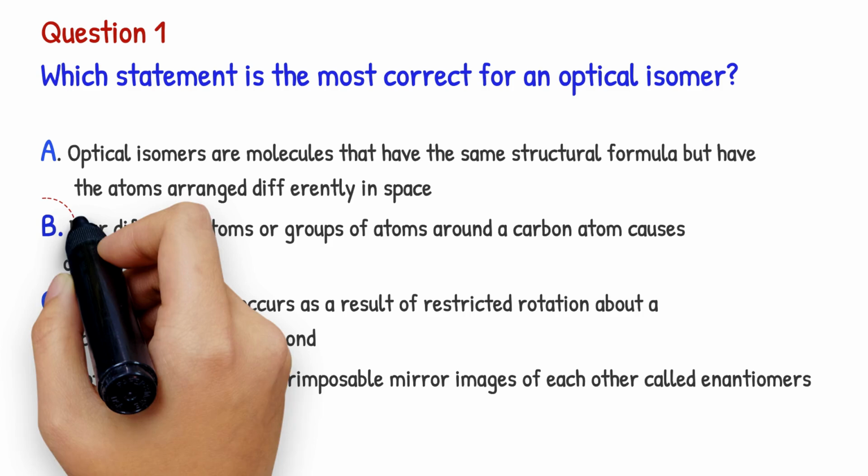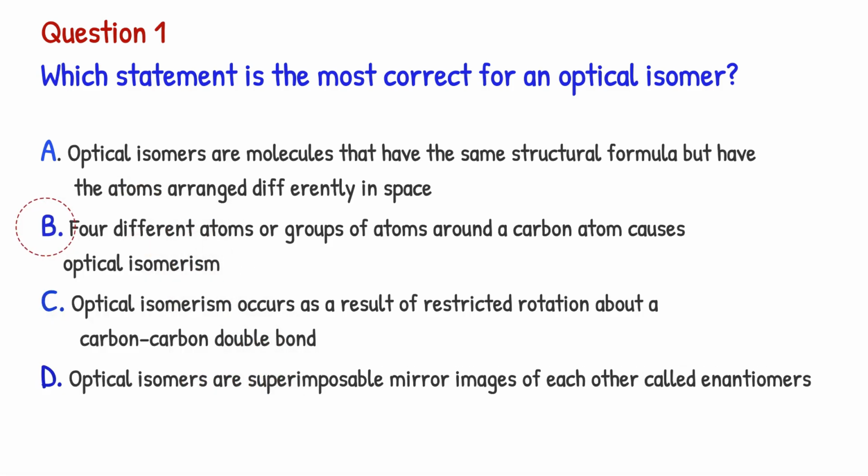The correct answer is B, because optical isomers are molecules that have the same structural formula, but a different three-dimensional arrangement of atoms in space. This occurs because an optical isomer has a chiral carbon. This means that the chiral carbon has 4 different atoms or groups of atoms bonded to it.